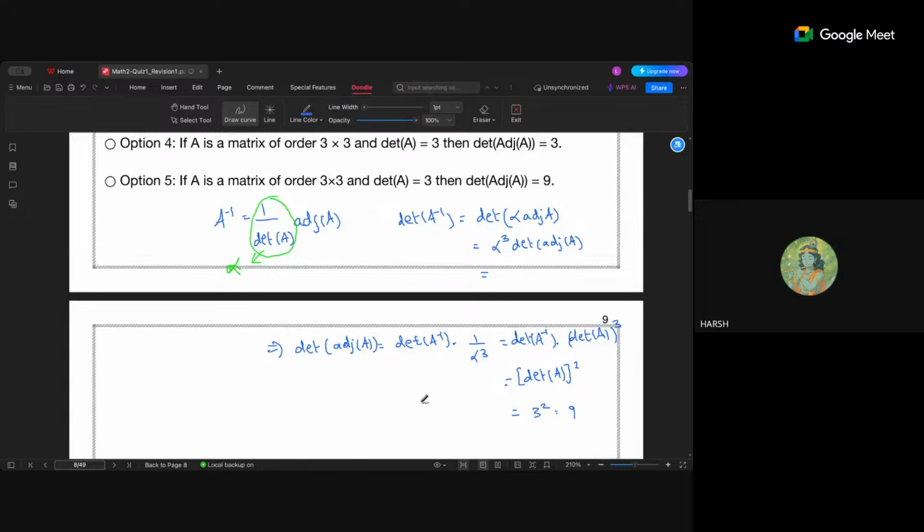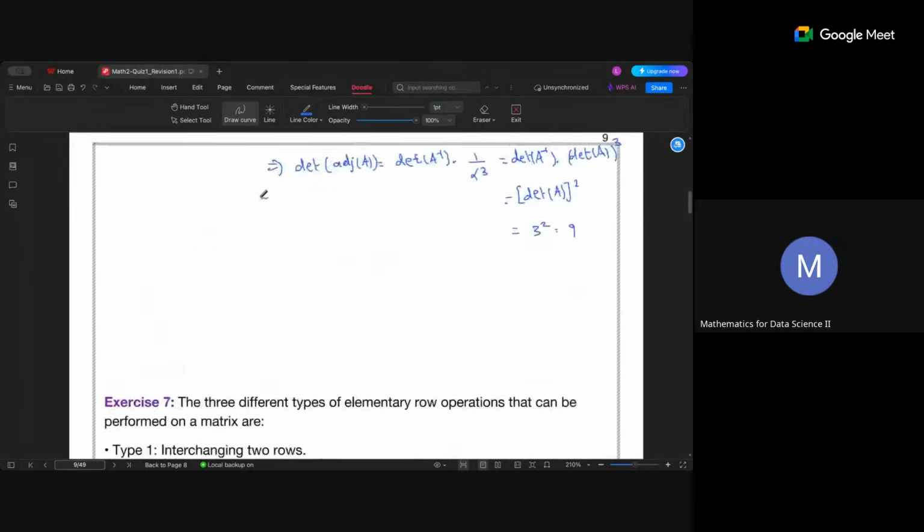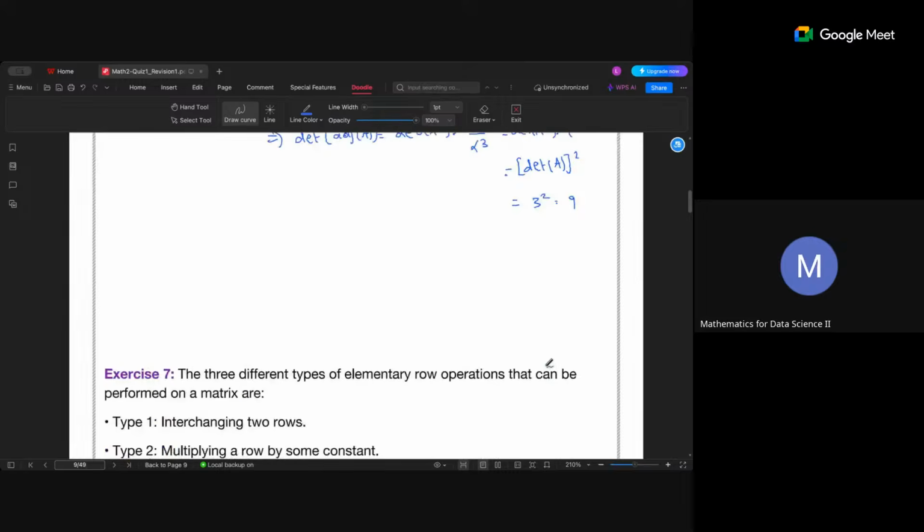Ma'am, is there any formula for this? Ma'am, for determinant of A inverse, you took it as determinant A raised to -1. Yes. Okay. So here this is 1 by determinant of A, and hence you get determinant of A square. Okay. Ma'am, can we use a formula like, if it's a 3 cross 3 matrix, then the determinant of adjoint of A is determinant of A square? Yeah. Okay. Thank you, ma'am.